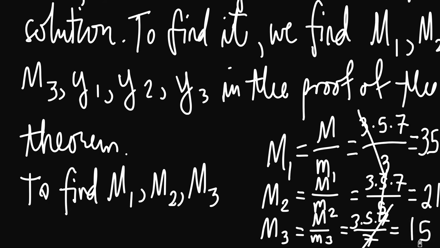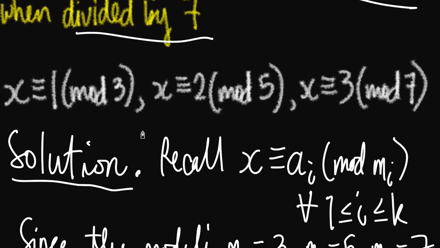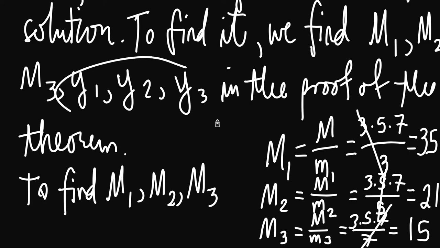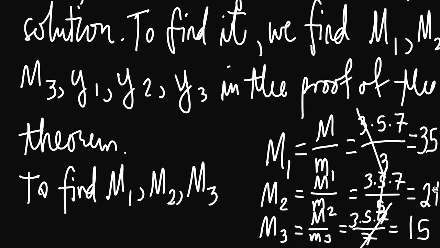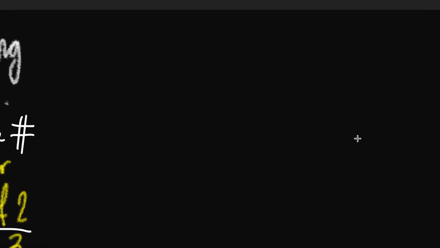Okay, 15. So therefore, big M sub 1 is equal to 35, big M sub 2 is equal to 21, big M sub 3 is equal to 15. Now it's up to us to find the y sub 1, y sub 2, and y sub 3 as stated here in the things that we want. So just recall these values, 35, 21, and 15. So we'll be getting then the values of y sub 1, y sub 2, and y sub 3.